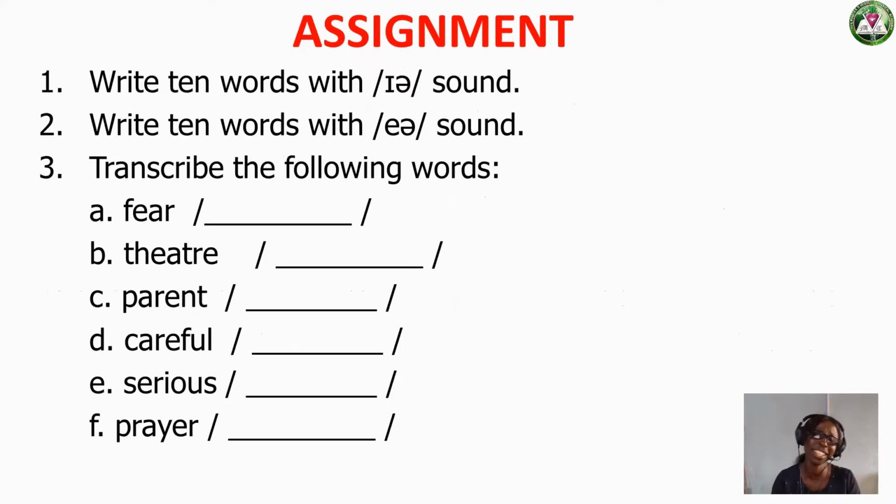Now let's take our assignment. You will do a little assignment for me to prove that you understood what you have just learned. Okay. Now, number 1, write 10 words with ear sound. I want you to give me examples of 10 words with this ear sound. Please, don't be limited to my own examples. You can give me your own examples. Number 2, write 10 words with air sound. Number 3, transcribe the following words. Fear, theater, parent, careful, serious, prayer.